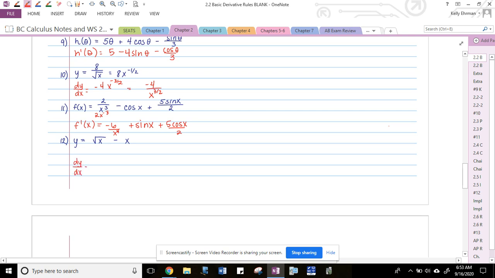All right, so number 12. Remember, this is x to the 1/2. So 1/2 x to the 1/2 minus 1 is negative 1/2. Derivative of x is just going to be minus 1. And then I'll simplify that. 1 over 2, when it's just x to the 1/2, I like writing it as a square root. Just personal preference there.